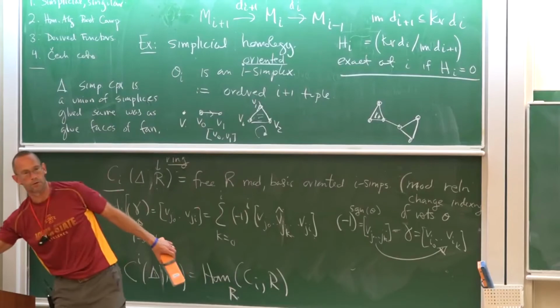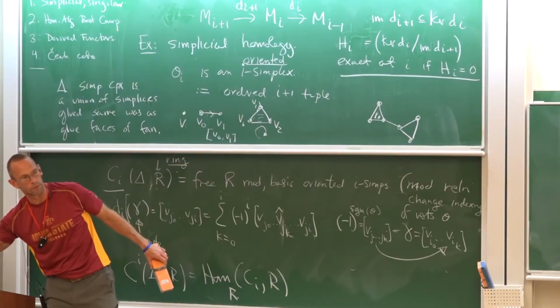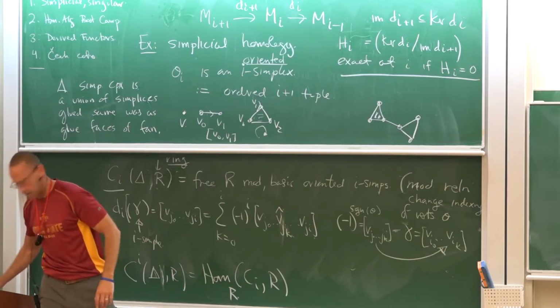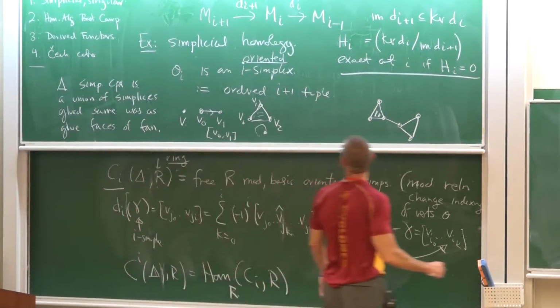Any questions so far? This should hopefully be review for most of you. If not, we're going to get to some interesting things shortly. So now singular cohomology, example 2.